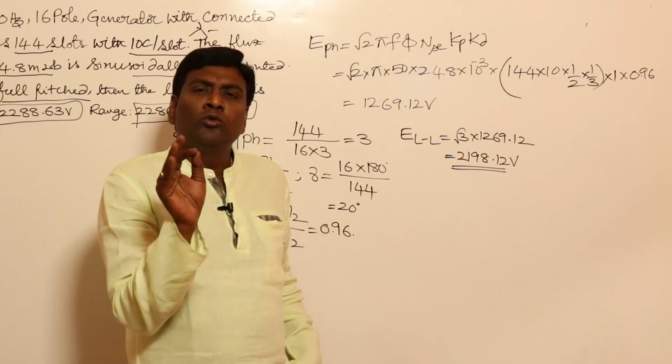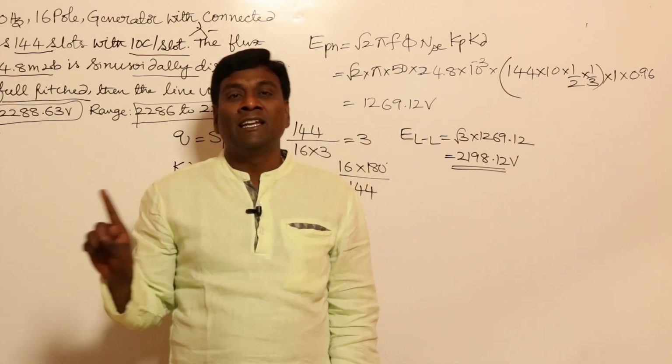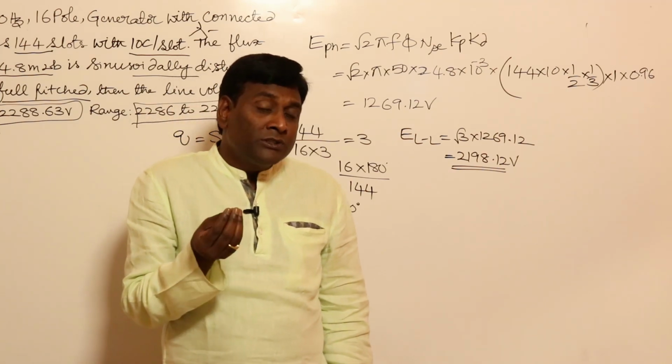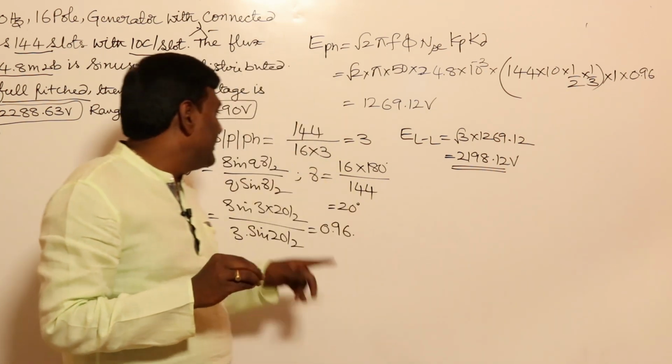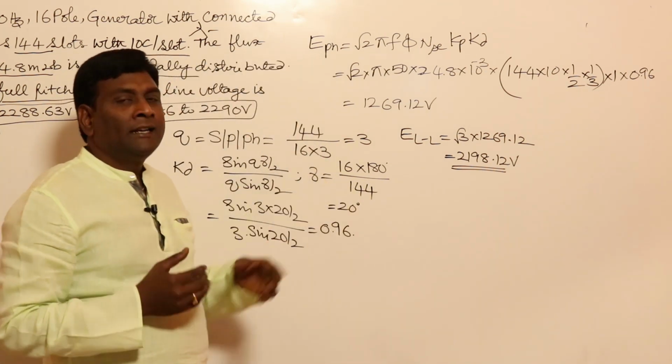So the conclusion is very simple. About the distribution of the winding, they don't give any information. We have to find ourselves whether distribution of the winding is possible by calculating slots per pole per phase. Okay, so let us see other problems.